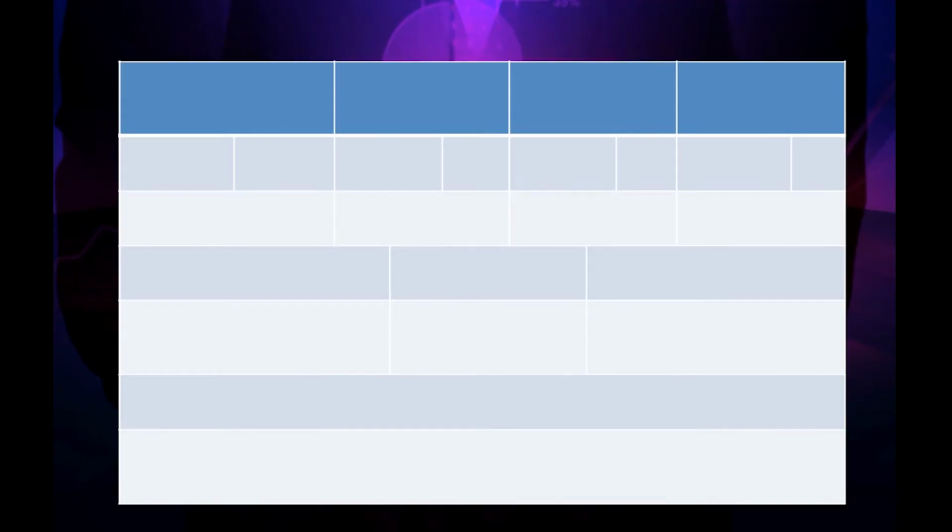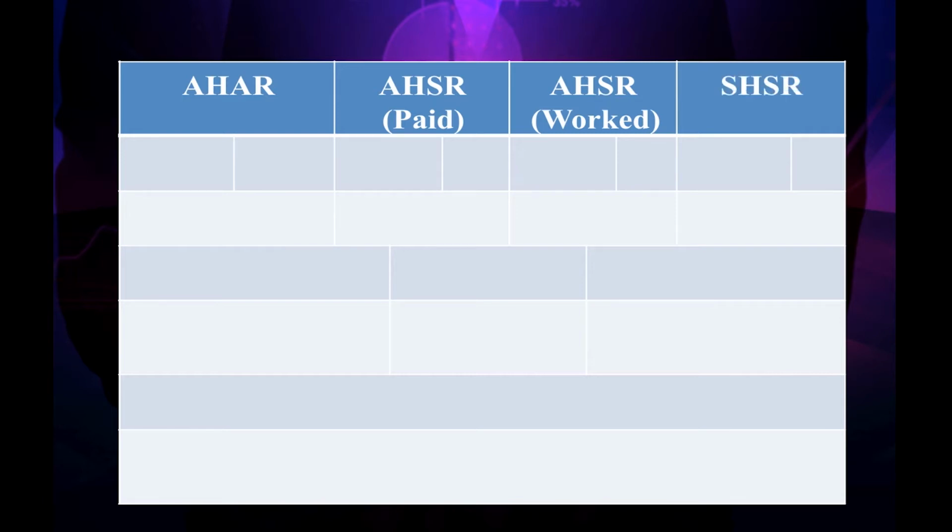In order to solve an example, we have to first form a table with 4 columns. The first column will be AH AR, second AH SR, third we will repeat the second column as AH SR. The difference between the second and third is one is paid, another is worked, and the fourth column SH SR. Now, in order to rule the table, we will write the standard rate of labor in column 2, column 3, column 4. The actual hours are 17,500. So, that we will write in column 1, column 2.